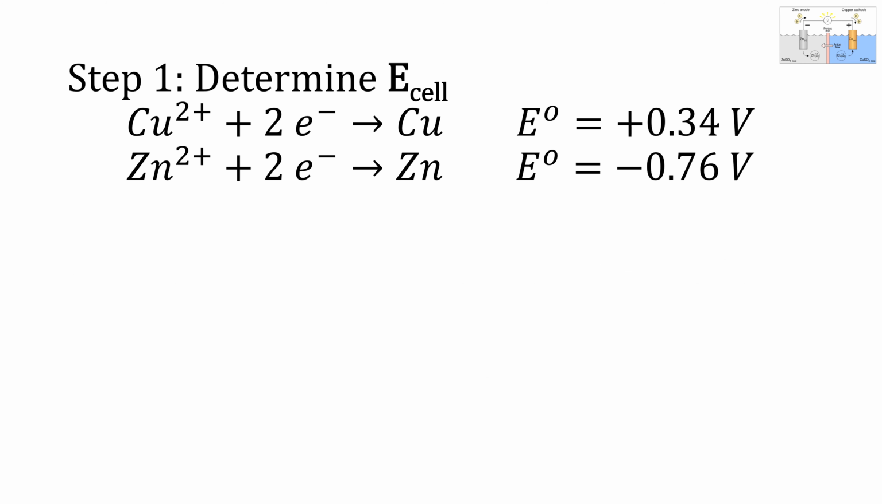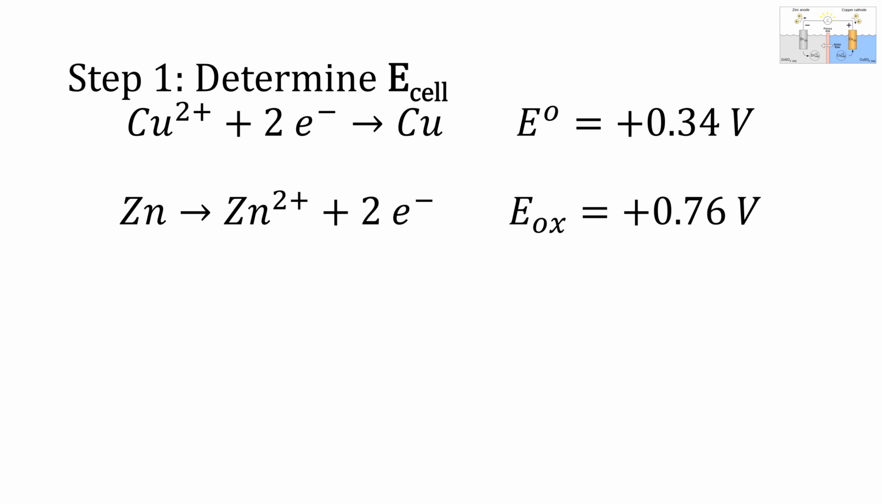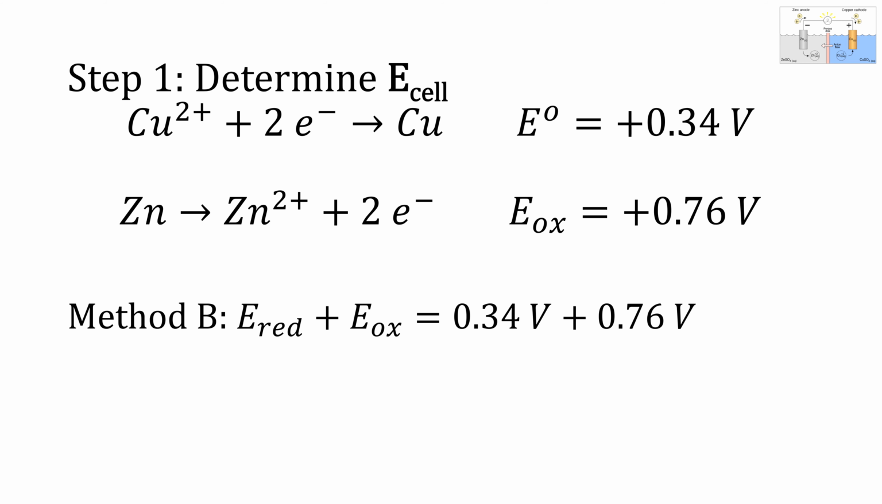An alternative way to do this, starting with our two standard reduction potentials, is to flip the zinc equation and write it as an oxidation half reaction. One advantage to this is then we can easily add the two reactions together and look at the overall reaction and ensure that our electrons cancel. If we flip the reaction the way it's written, then we also need to flip the sign on the standard potential. And then we would add the reduction potential of copper and the oxidation potential of zinc. And we still end up with the same overall E°cell of 1.1 volts.